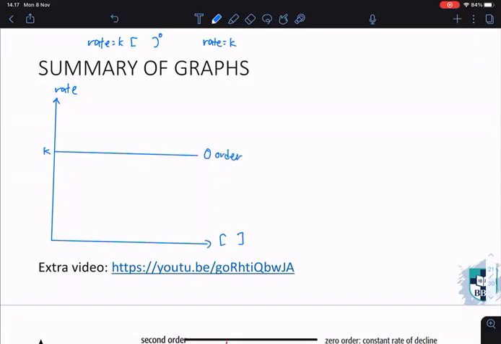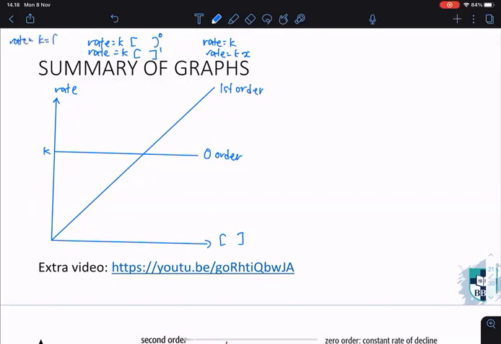And how do I draw the rate for the first order, k and then concentration to the power of 1? It's similar to rate equals kx. How do I draw kx? Just like this. This is going to be first order. And how do I draw the rate equals k times concentration to the power of 2? It's similar to rate equals kx squared, which is proportional to the square, which is going to be a curve. And this is your second order. Quite simple, if you look at it.